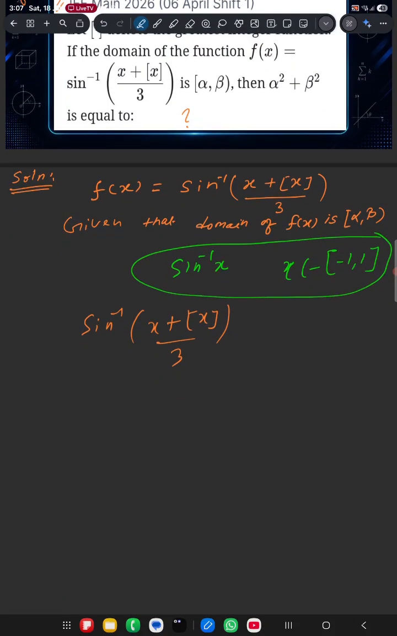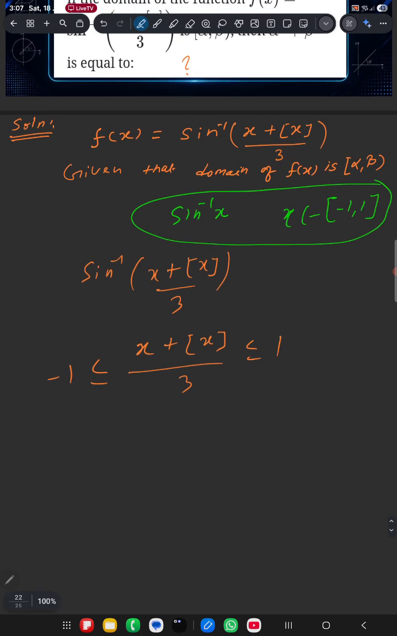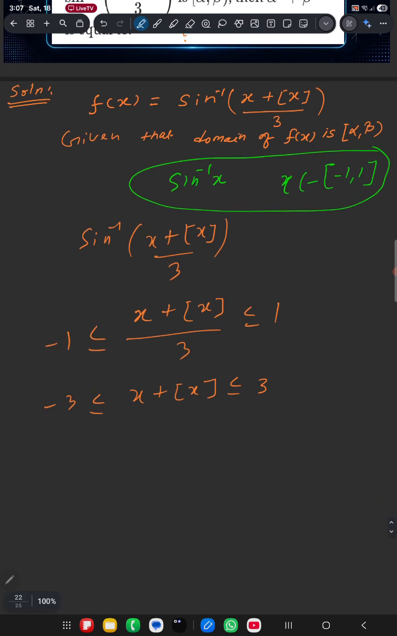What is the meaning of x here? This whole thing is x, so it will lie between -1 and 1. So x plus greatest integer function of x divided by 3 lies between -1 and 1. On multiplication with 3 throughout, -3 is less than or equal to x plus greatest integer function of x, which is less than or equal to 3.